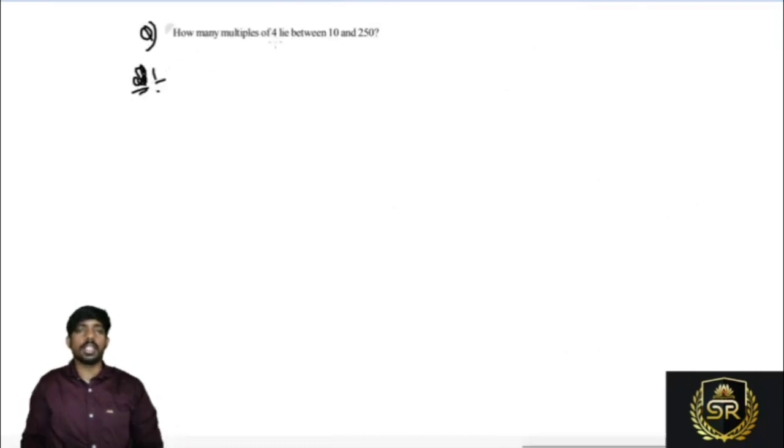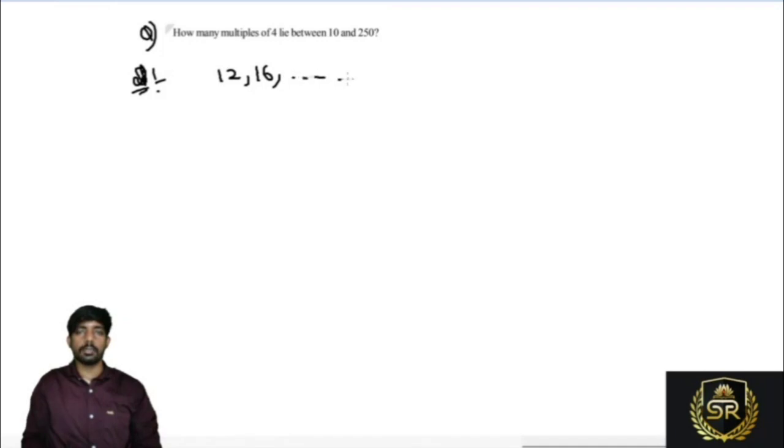So here we have: how many multiples of 4 lie between 10 and 250? So here, let us consider we are writing the AP. 10 is not divisible by 4, so 10 is not a multiple of 4. 11 is not a multiple of 4. 12 is a multiple of 4. Next 13, 14, 15, 16. 16 is a multiple of 4, right?